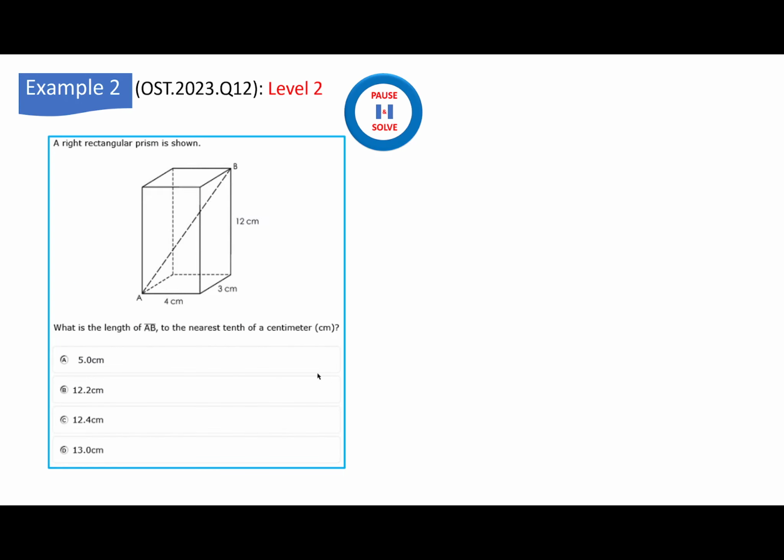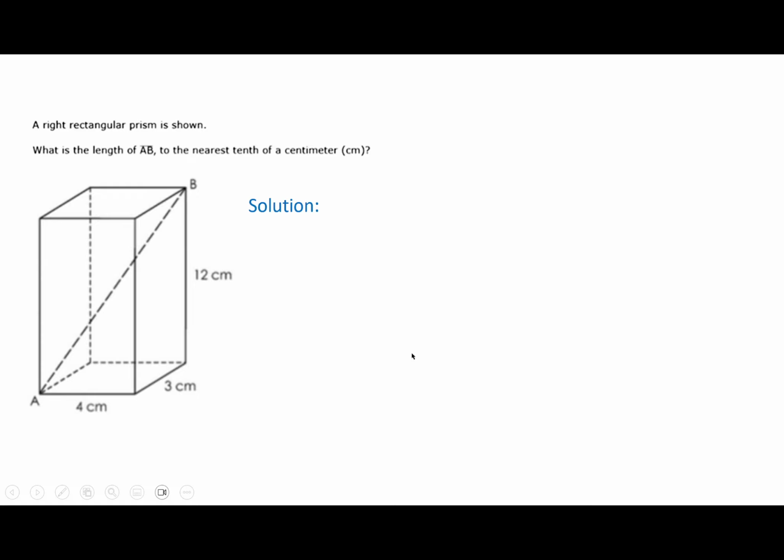Example 2. Again, you can pause, solve it, and come back and check your answer. Here we have a right rectangular prism. What is the length AB to the nearest tenth of a centimeter? You need to remember that in a right rectangular prism, all these angles are 90 degrees. This is 90 degrees here, here, here, and down here. All these angles are 90 degrees.